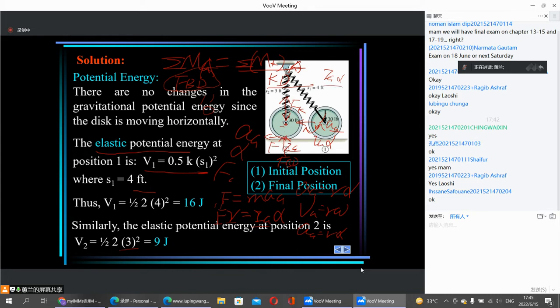Okay. Also, I can ask you to find out the friction force at the initial position, or the angular acceleration at the initial position, because at the initial state, even though the disk is at rest, definitely it has angular acceleration, and that's why it starts to roll, right? How to calculate? You can apply equations of motion also.